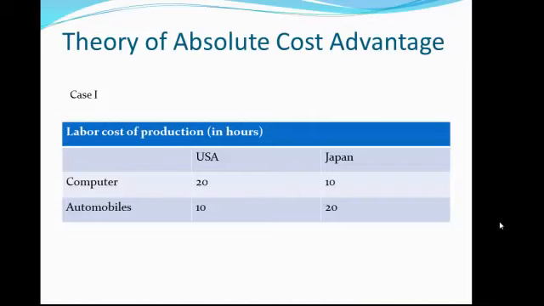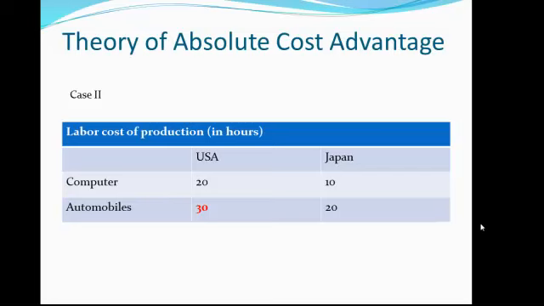Let us look at a particular case. In this you would observe that USA makes only 10 cars for every 20 produced in Japan. USA has therefore an absolute cost advantage in computers, and Japan has absolute cost advantage in automobiles. Now, what happens when a country has absolute cost advantage of all products? That is the theory of comparative cost advantage.